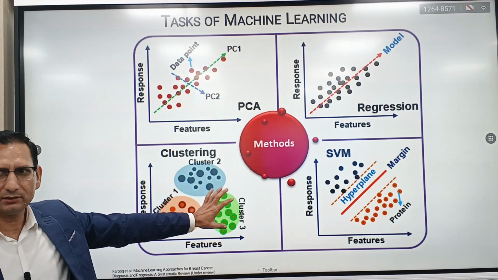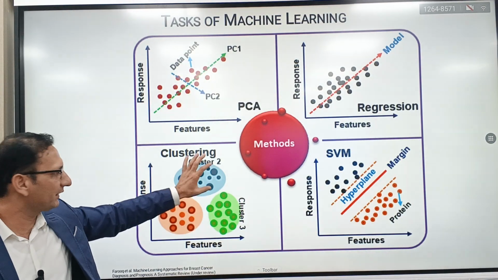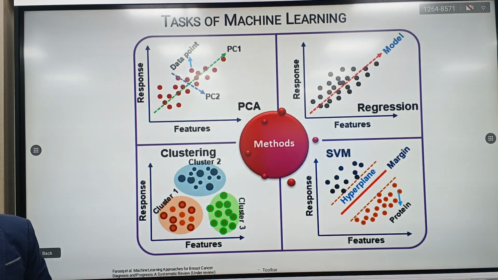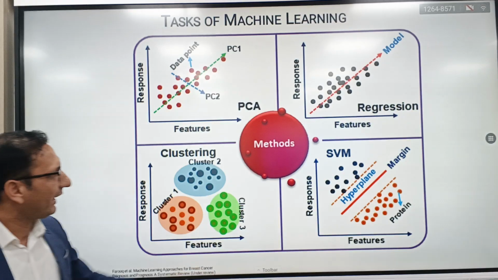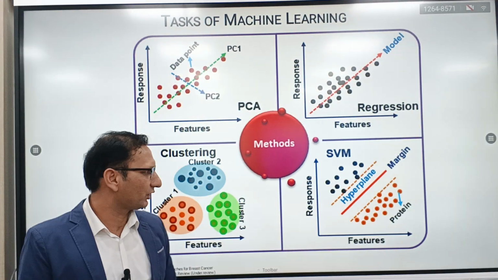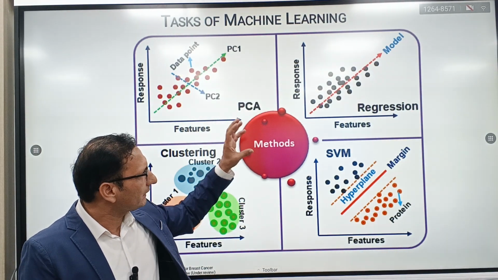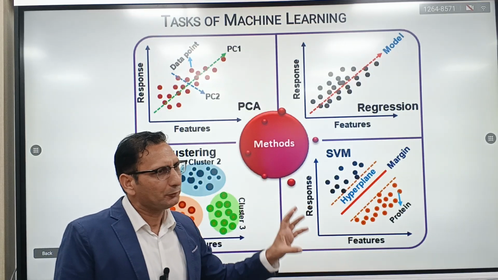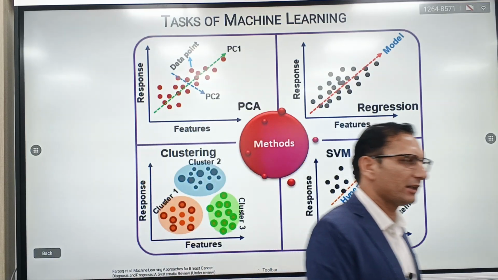Okay, if weight is 20 to 50, women; if weight is 45 to 70, you say these are male. So this is called clustering. And then we have support vector machine. In these things where we are using each model, we have to define and label the data.